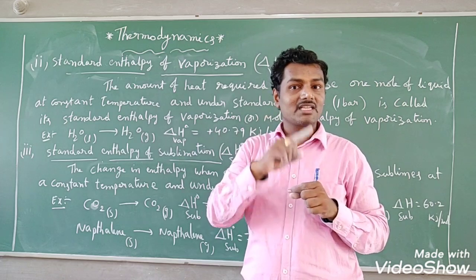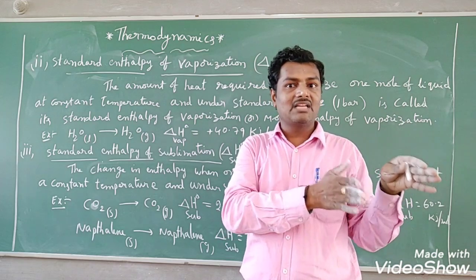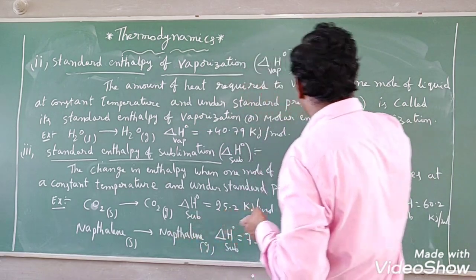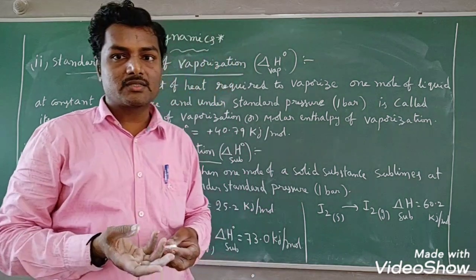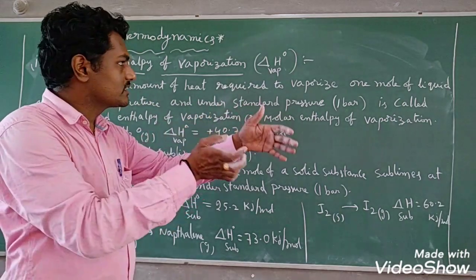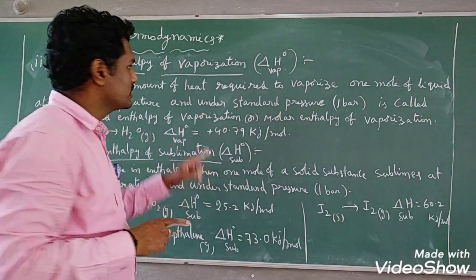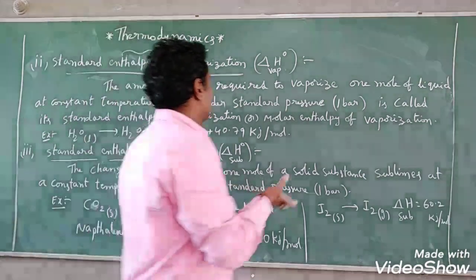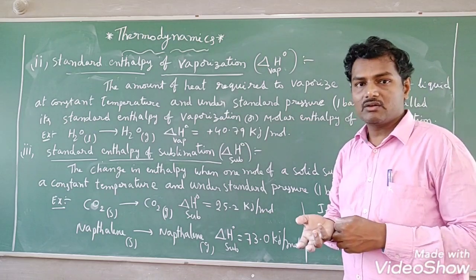What is the standard state? The most common physical state of a substance at 298 Kelvin and 1 bar pressure is called the standard state. Here also we have used standard states. 1 bar pressure and a constant temperature, generally 25 degrees Celsius, which is 298 Kelvin, students, right? So the amount of heat required to vaporize 1 mole of liquid at constant temperature and under standard pressure, that is 1 bar pressure, is called the standard enthalpy of vaporization, right? It is also called what? For 1 mole only we are calculating, so we can also call it molar enthalpy of vaporization.